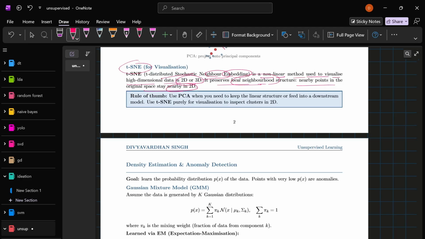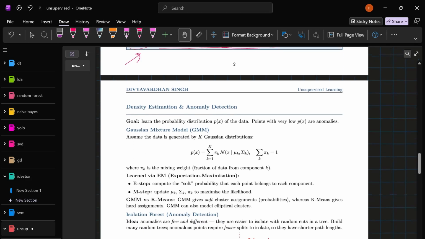So there's a quick rule of thumb: use PCA when you have to feed features into another model or keep a linear structure. Secondly, use t-SNE for visualization, to see the natural clustering of your data in a 2D plot.